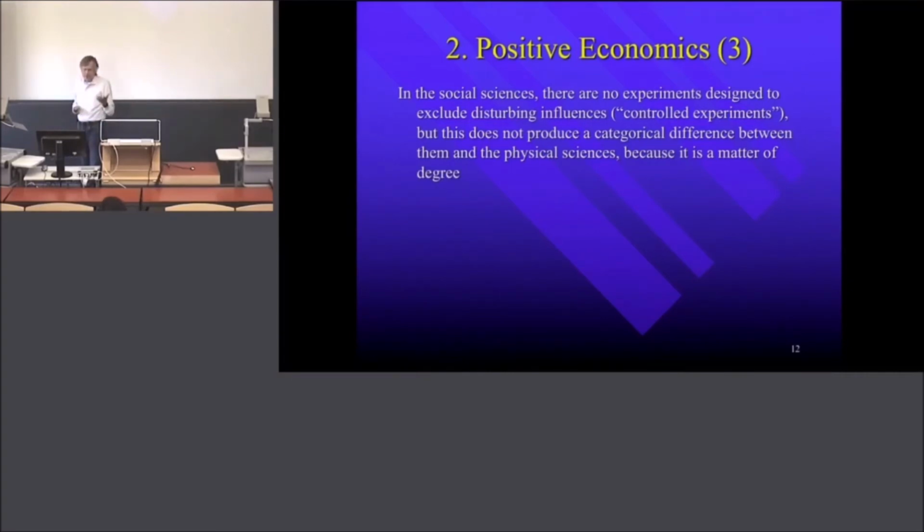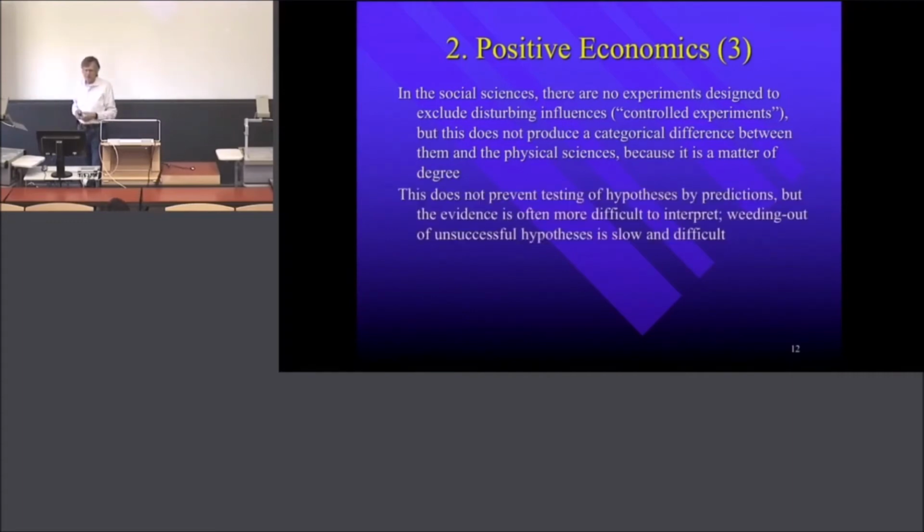And then he says, but this does not produce a categorical difference between the social science and the physical science, because it's a matter of degree. So he says, yes, we are in a worse situation in the social sciences, but that's not a difference in principle. It's a difference in degree, right? Although we don't have these designed experiments, okay?